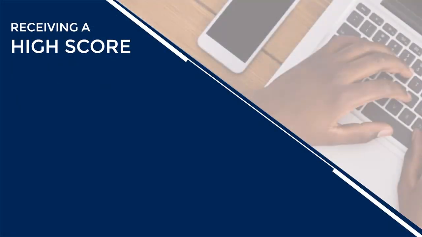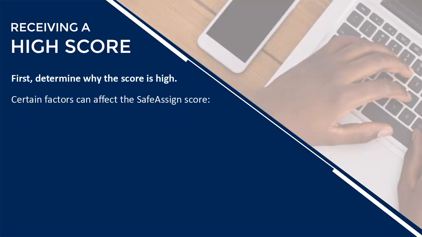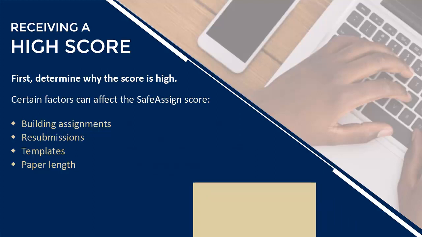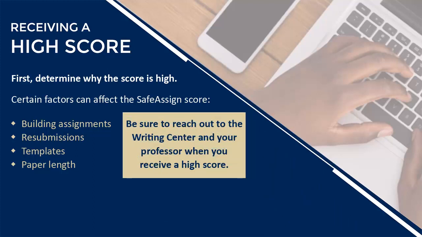So, the paper we submitted together had a low SafeAssign score, and that's great. But what should you do if your score comes back above 20%? First, identify why the score is so high. Is this a building assignment or a resubmission? Are you working from a template that's required in your class? Perhaps you have a short paper that needed several reference citations. In these cases, a higher score may not be a problem. However, always be sure to reach out to the Writing Center and your professor for guidance in such situations.